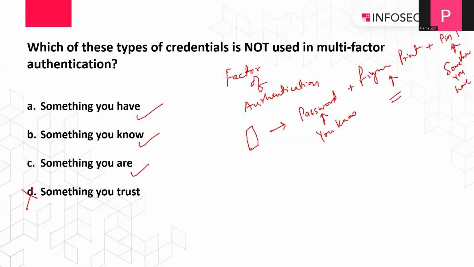So the correct answer for this question is something you know. Sorry, the correct answer for this one is something you trust. Not something you know, something you trust. So the correct answer is option D, something you trust.